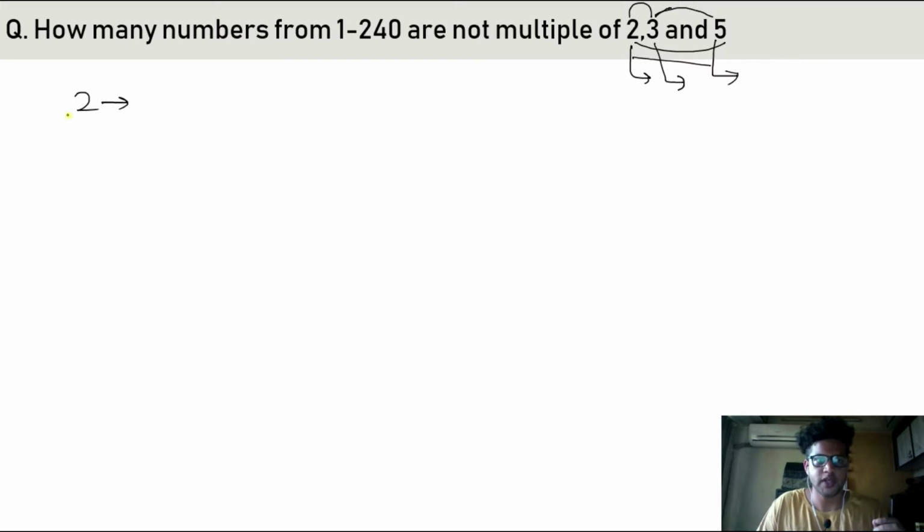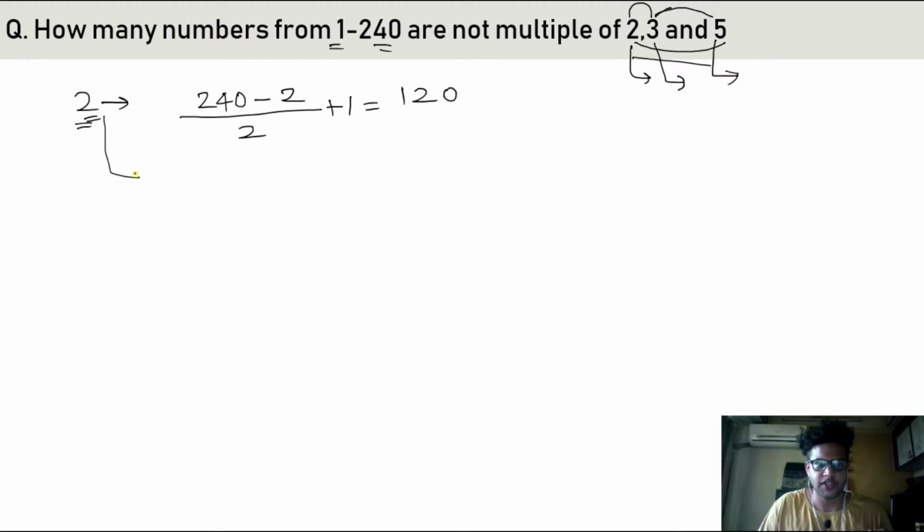Now there are two ways of finding the numbers which are multiples of 2 in a given range. The most basic way: we have the lower limit and the upper limit of the range. Find the highest number in this range which is a multiple of 2. 240 itself is a multiple of 2. So write 240 minus the lowest multiple of 2 in the given range, which is 2 itself, divided by 2, plus 1. In this case it will be 120.